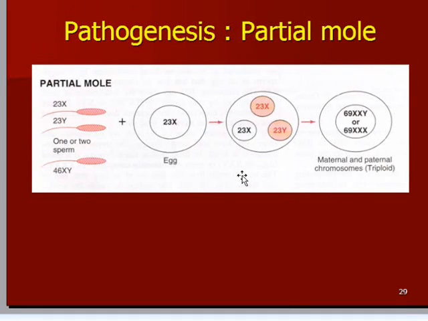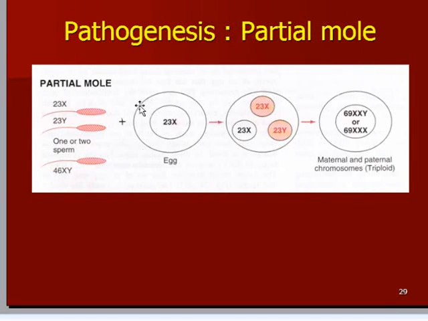This is a partial mole. In the partial mole, the mother's egg is normal, which has 23 haploid chromosomes. Now what is happening here? This normal ova is fertilized by 2 sperms or sometimes 1 sperm. If it is 2 sperms, one of them is X and the other is Y, or both of them can be Y, or both of them can be X. So any kind of combination might take place. Or it could be 1 sperm which has a diploid number of chromosomes. So this is an abnormal sperm.